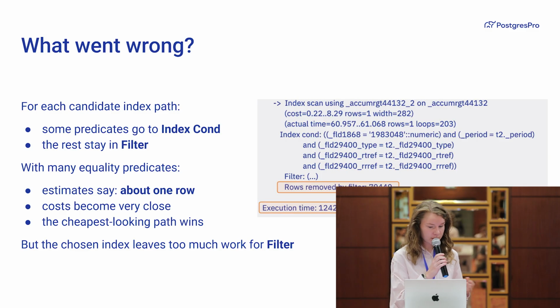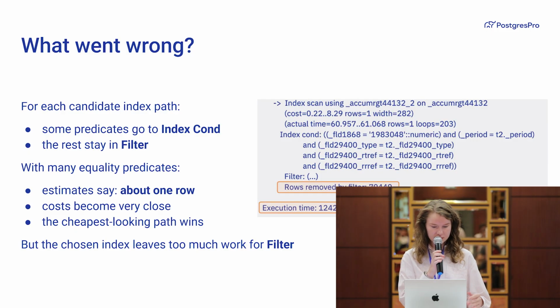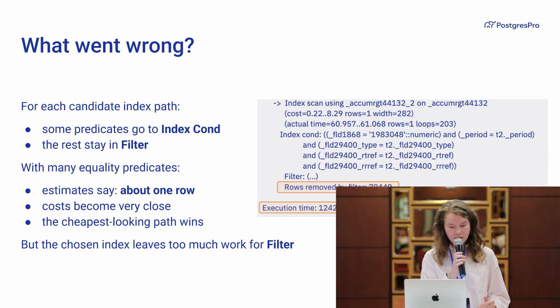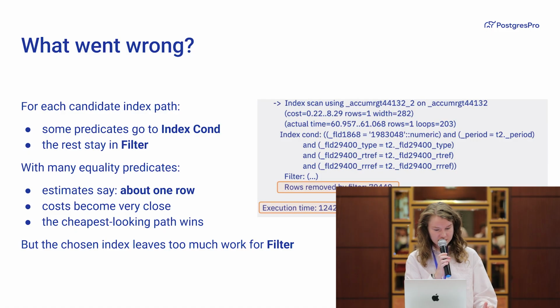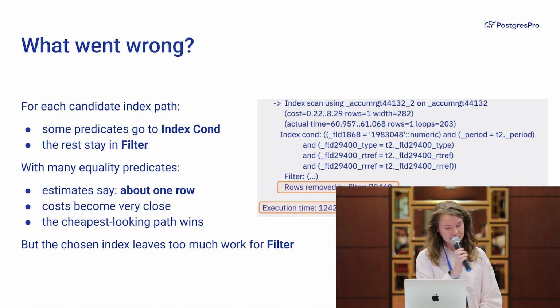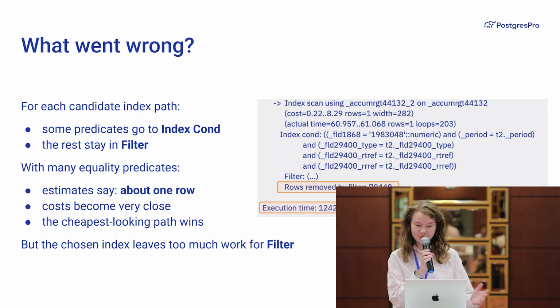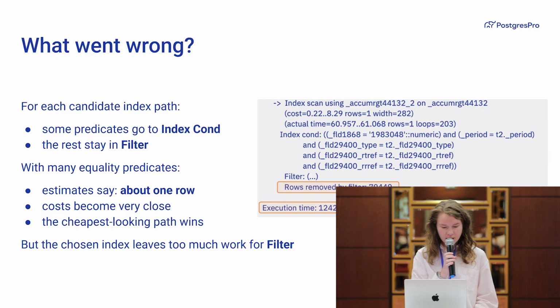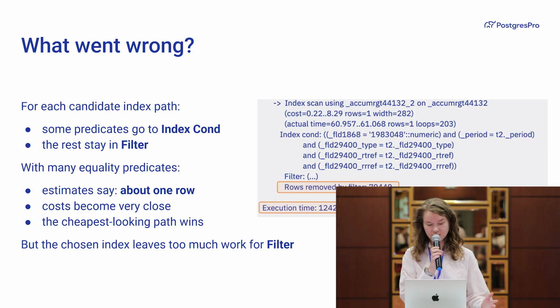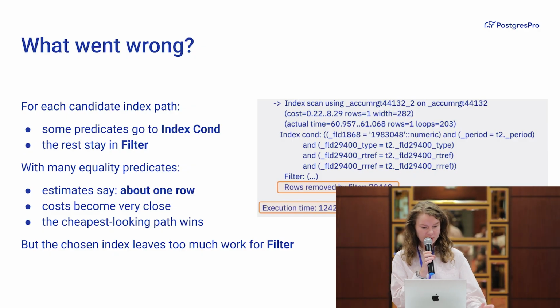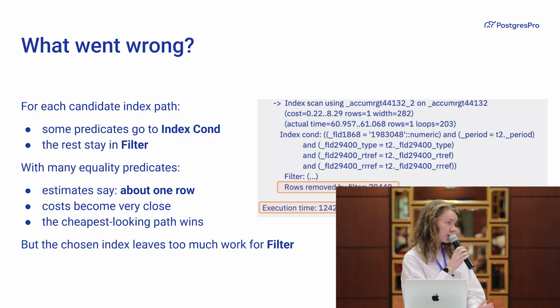So let's look at what happened inside the planner. It built several index scan paths, and they use different indexes. And for each path, only some predicates can be used in the index condition. The other predicates stay in the filter. In this case, the estimates become very small, so the planner expects only about one row from almost every path. And because of that, costs become very close, and the planner chooses the path that looks simply cheaper, but this path leaves too much work for the filter.